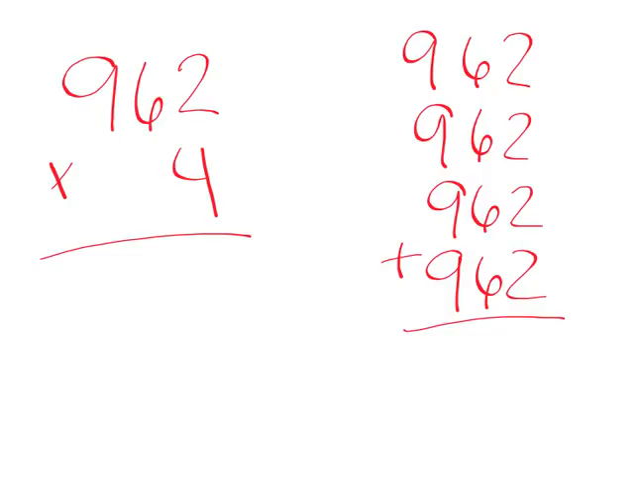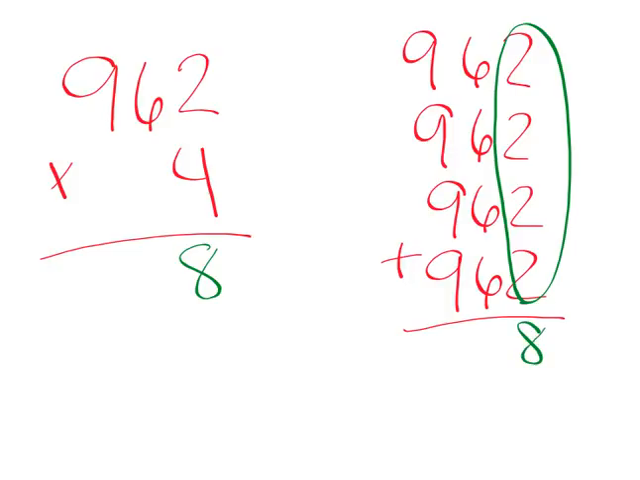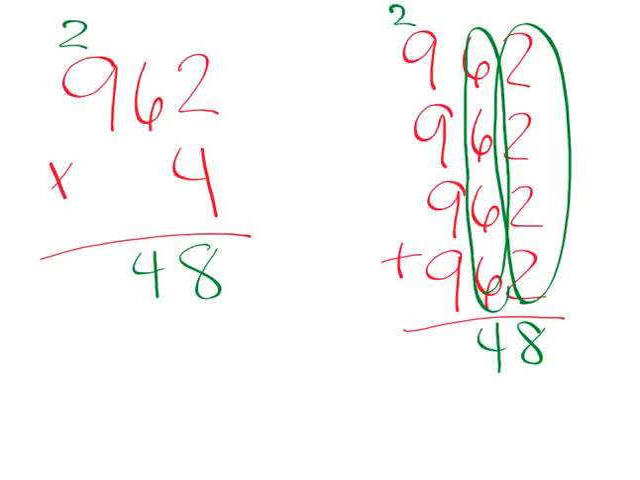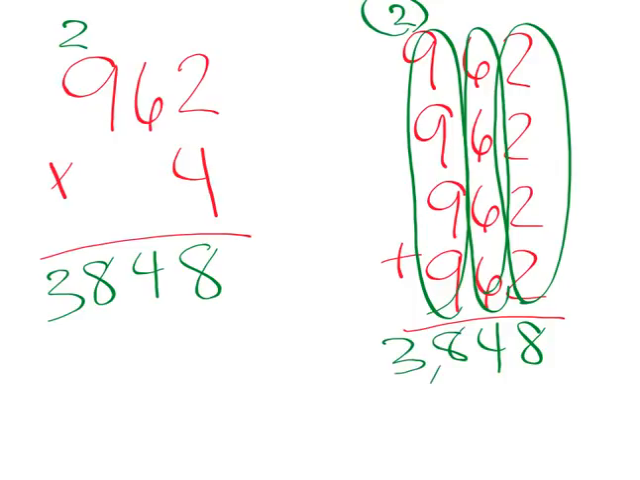All right, 4 times 2 is 8. That makes sense because these all make 8. 6 times 4 is 24. Here I see the 4 6s in the tens place. That's 24 tens, regroup 2 of my hundreds. 9 times 4 is 36. 2 more is 38. Here they all are, plus the 2 more. Perfect. 3,848. Makes sense.